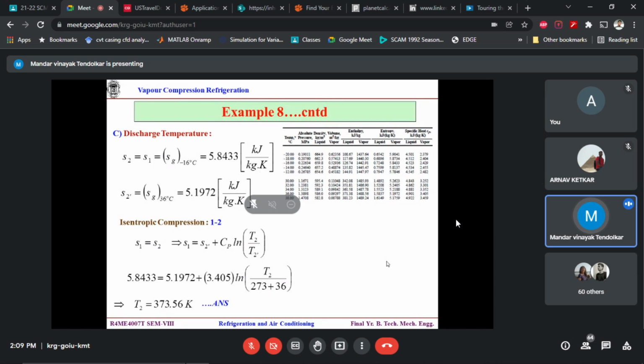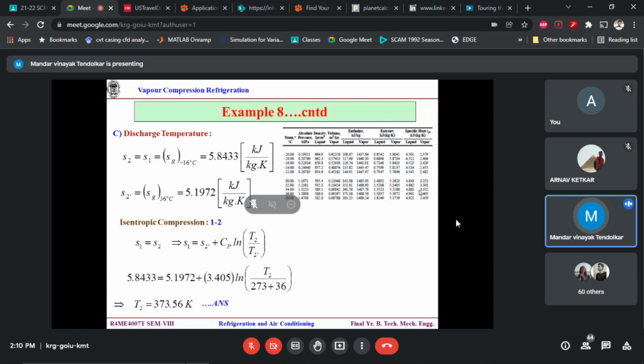The value of Cp is also given in the table. Liquid specific heat and vapor specific heat. Ours is vapor. Correct? And that word saturated, that means 36. So that is why 3.405.